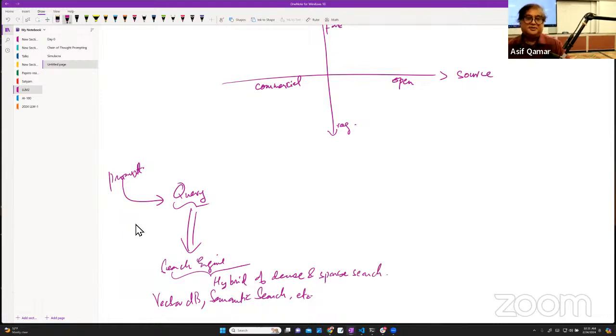Okay? With potentially a cross encoder at the end of it. And so then you get that query results. What is dense and sparse search?